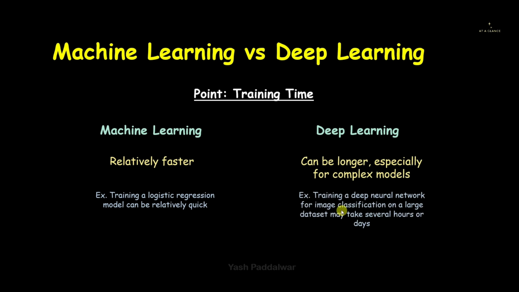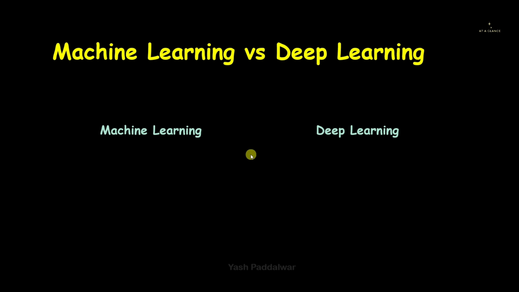As you all know, deep learning supports larger datasets. So as the training data increases, the training time also increases. For example, training a deep neural network for image classification on big data may take several hours or days, even weeks, to train the model. I hope it is clear that machine learning models take less time to train and deep learning models take more time to train. I hope the difference between machine learning and deep learning with respect to this point is clear to you all.